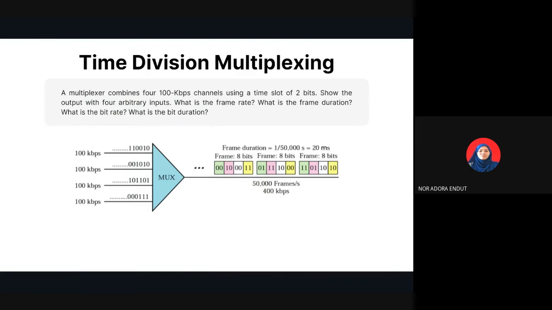So what about the frame? The frame contains 2 times 4, right? So there are 8 bits times how many frames? Times 50,000 frames. Okay, so you will get 400,000 bits per second. Okay, boleh.